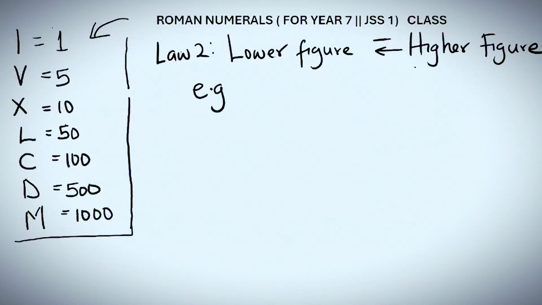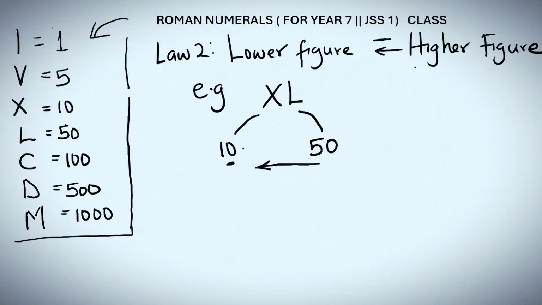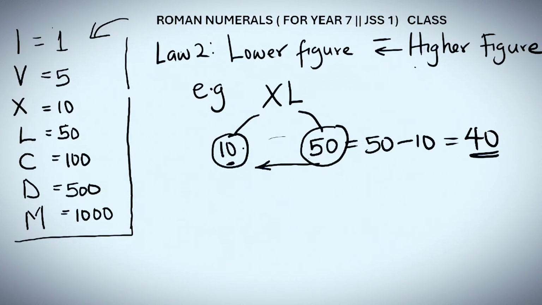For example, let's assume we have XL. What's the answer to this? You discover that this is 10 and this is 50. This one is coming first, the lower figure is coming before the higher figure. So we subtract the lower one from the higher one, reading it backward by saying 50 minus 10, which becomes 40. It's going to be the higher figure minus the lower figure. Read it backward as higher figure minus lower figure.